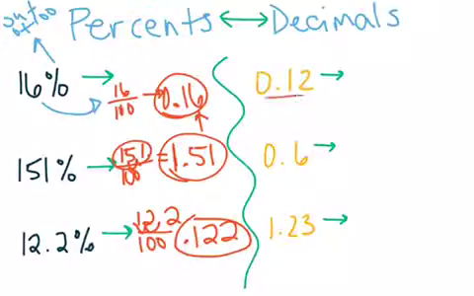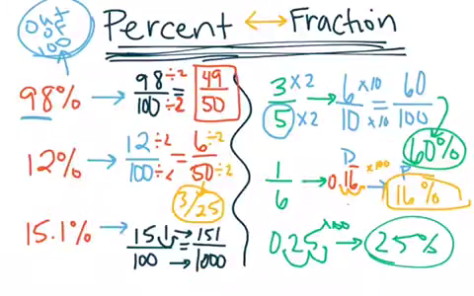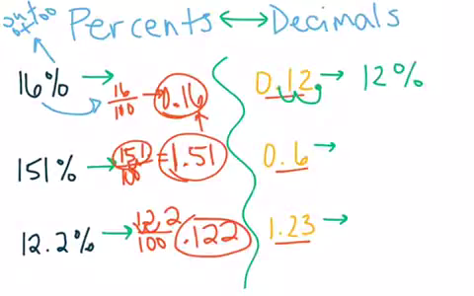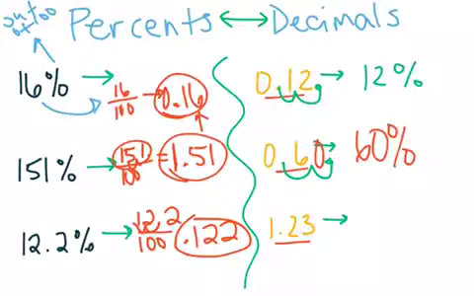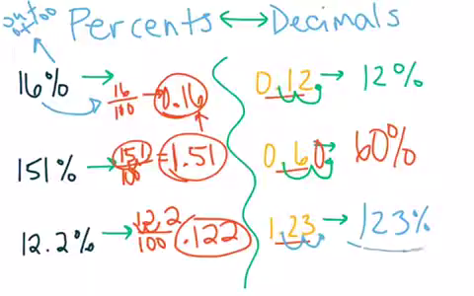If you're looking at your decimals already, all you're doing is taking the decimal point and moving it 2 spaces to the right. So this would become 12%. And we looked at this back here with our 1/6, changing it to a decimal and then changing it to a percent. So if we take a look at 0.6, we're going to move the decimal point 2 spaces to the right, and then we're going to put a 0 behind the 6 to make 60%. So you're going to fill in that space. Last problem, 1.23, move it 2 spaces to the right, would become 123%.